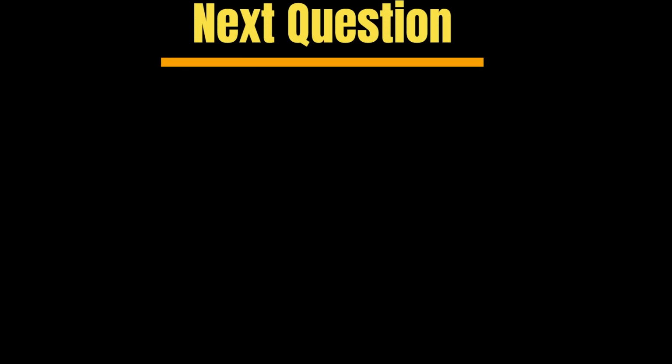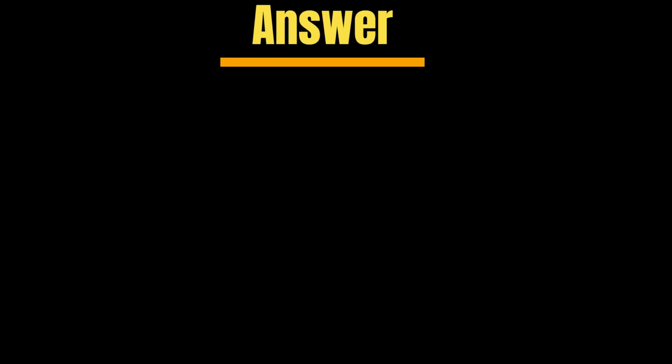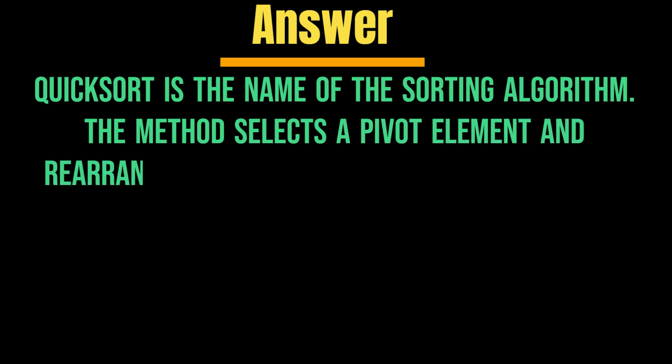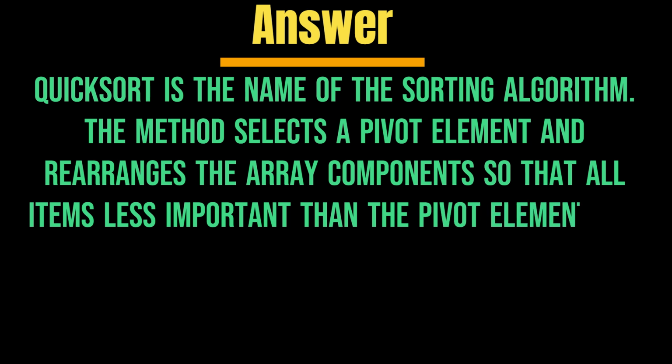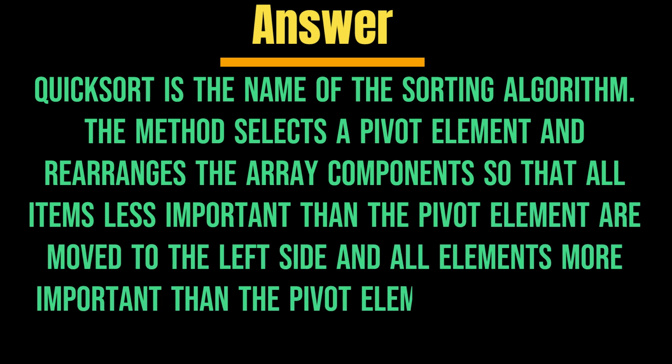3. When using recursion, heap memory grows in size, whereas stack memory soon fills up. Next question is: what are divide and conquer algorithms? Explain with an example. Answer. Quicksort is the name of the sorting algorithm. The method selects a pivot element and rearranges the array components so that all items less important than the pivot element are moved to the left side and all elements more important than the pivot element are moved to the right side.